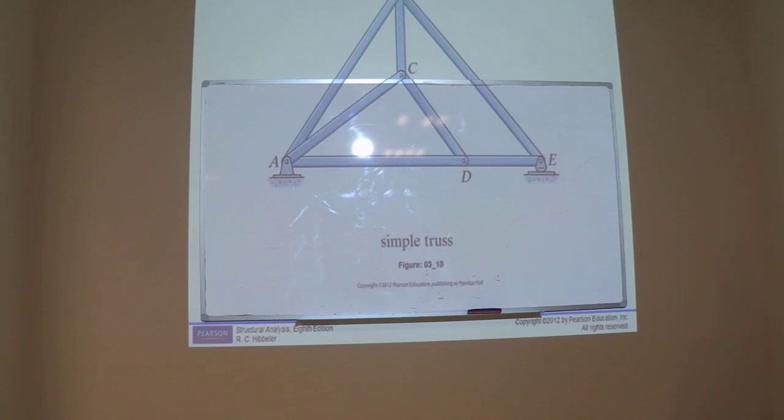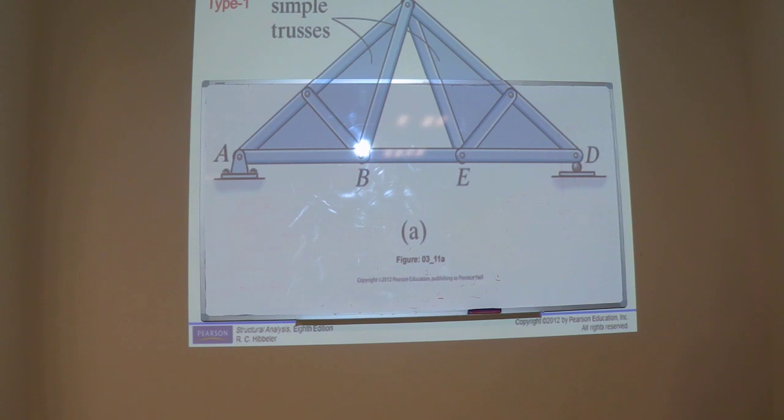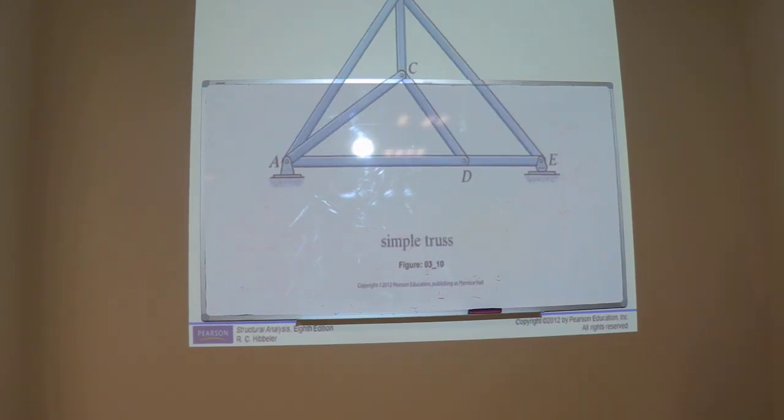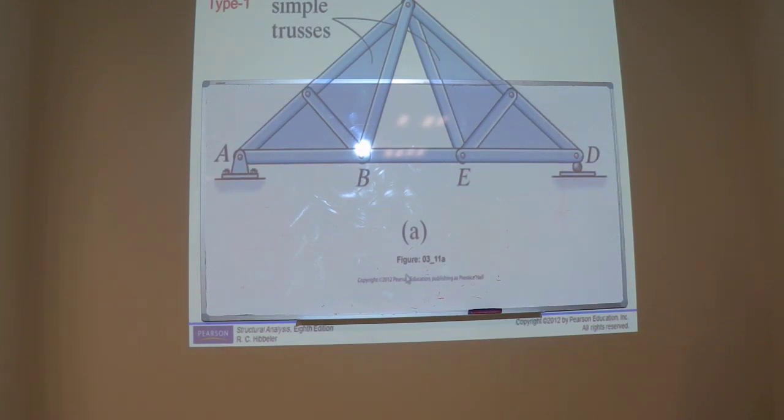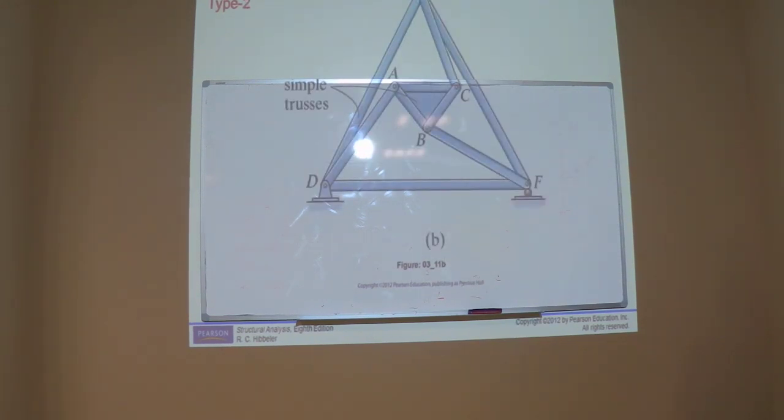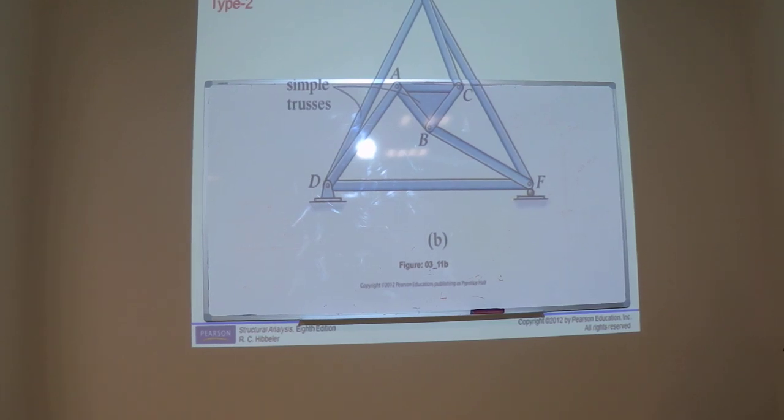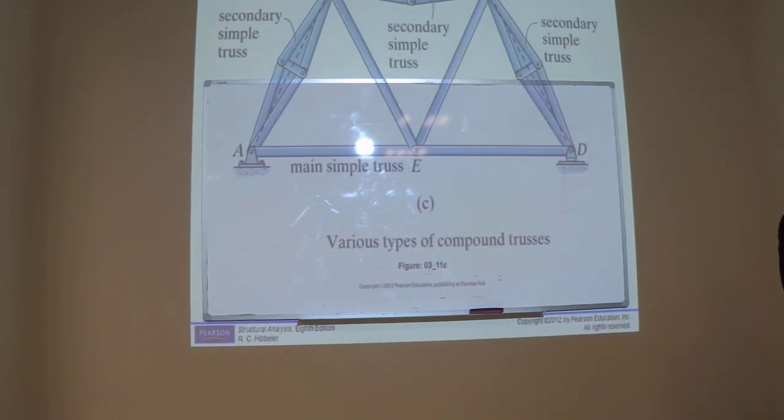So we have to think about trusses, these types of structures. What is a compound truss? A compound truss is a type of truss in which there are two or more simple trusses. Or a truss inside a truss is known as a compound truss. Do you understand?